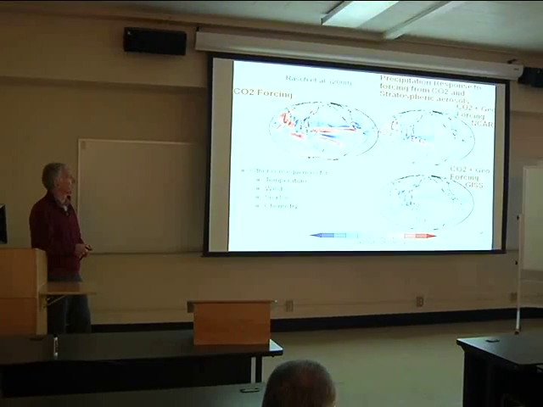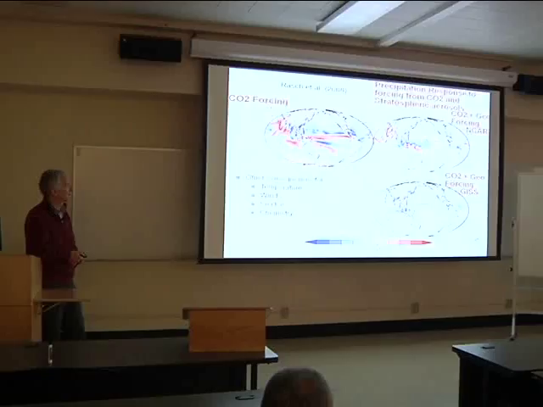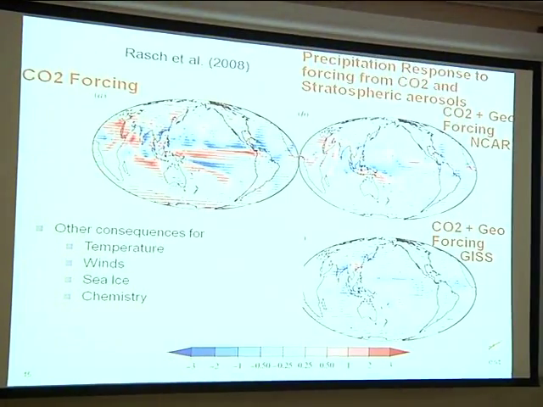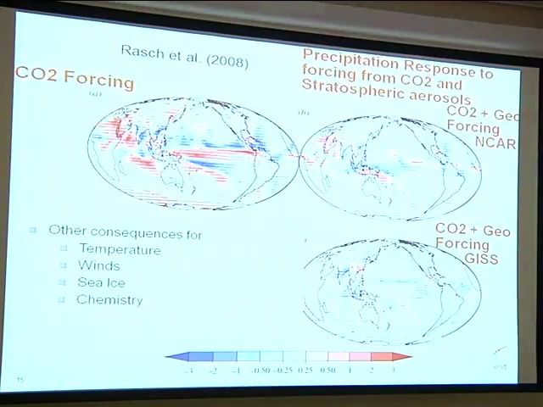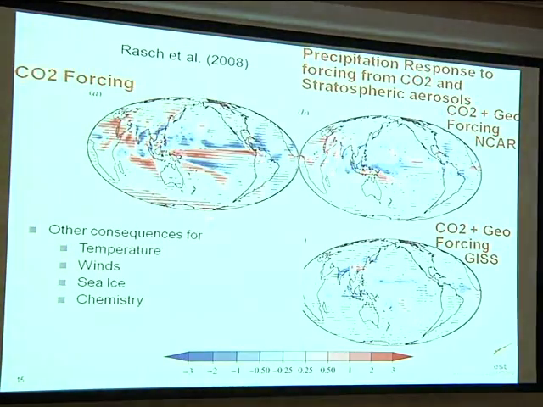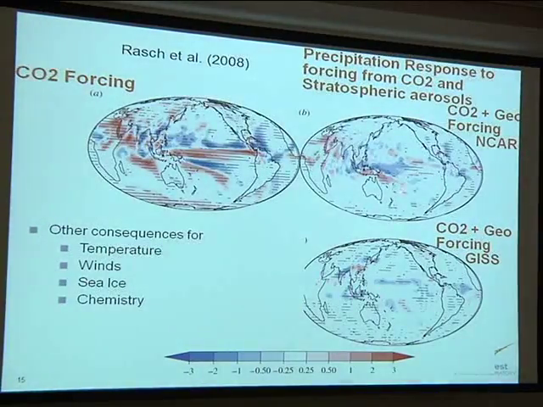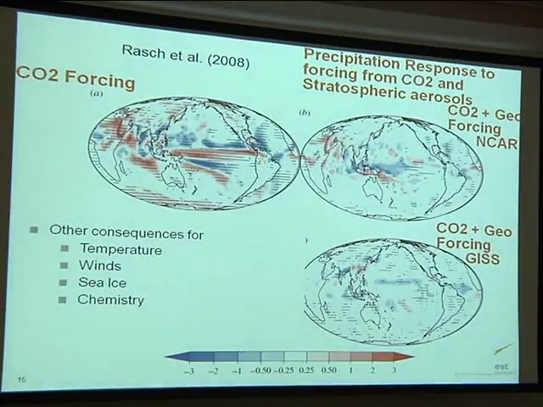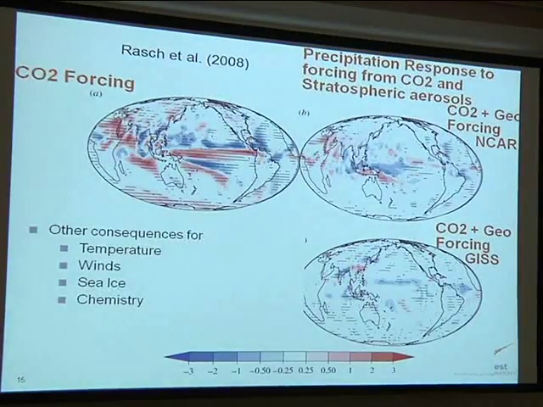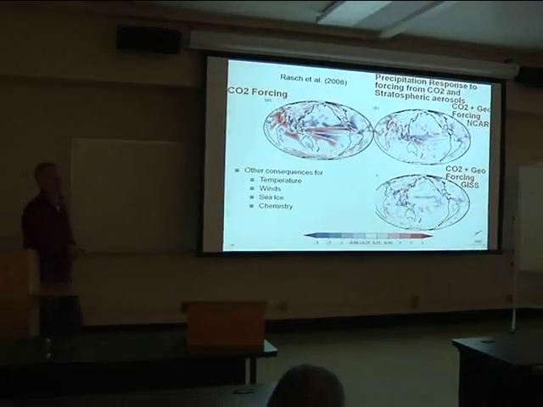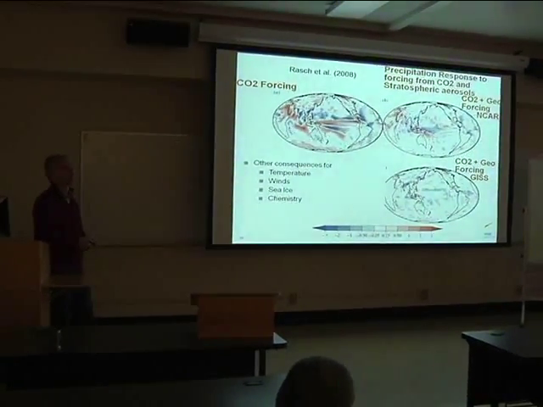Now, another modeling group redid the same kind of calculation. And when they do their calculation for just doubling of CO2, they see a pattern which looks much like this. But when they doubled CO2 and introduced geoengineering into their model, they got a different pattern from our model. And the message here then is, we don't currently have a lot of faith in our model's ability to predict exactly what the precipitation changes would be.